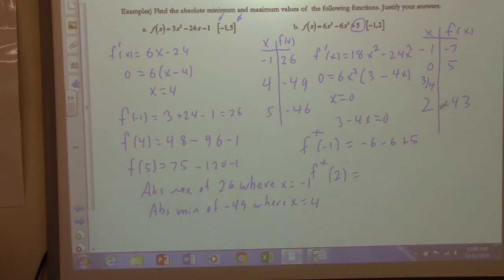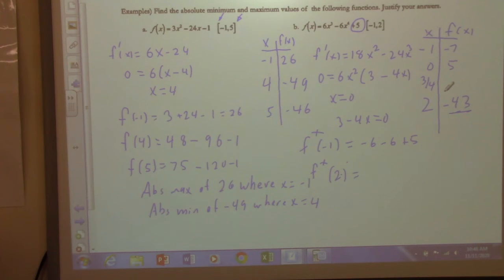And this for 2, this is right here, isn't it? Oh, yeah. That's not right? Yeah, because that's going to be 6 times 8, that's 48 minus 96 plus 5. So for 2, this is right. So what do we get for 3/4?